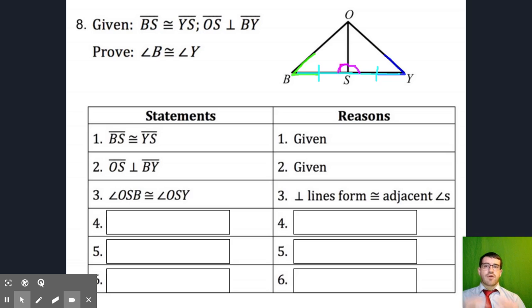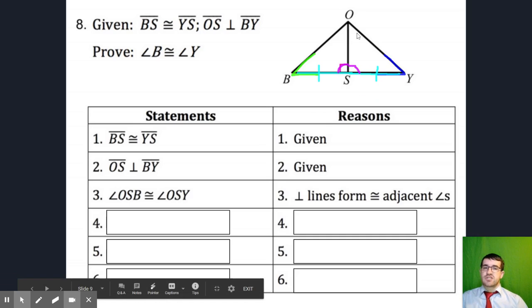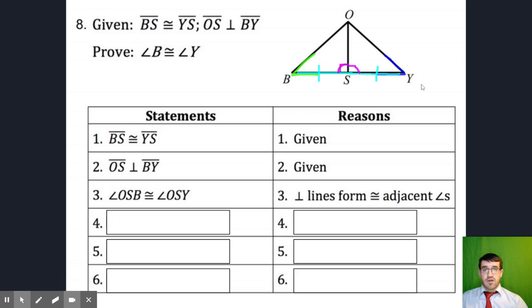Now, if we're going for hypotenuse leg, we would state that these are right triangles, and that is true. However, we don't have any information to show that segment OB is congruent to segment OY. Because we don't know anything about the hypotenuse of these triangles, we won't be able to use HL. But that's the beauty of having 5 different tools: when one doesn't work, we can generally fall back on one of the other ones.